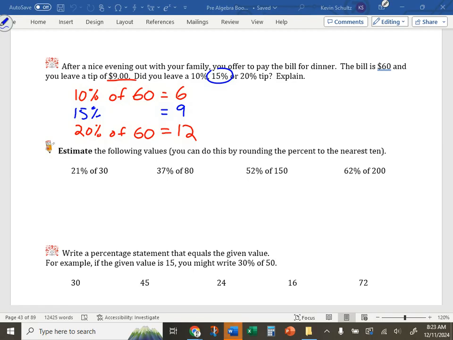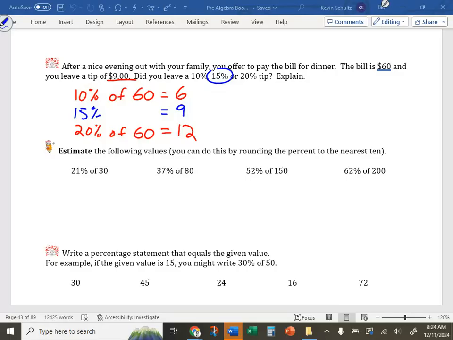That scale of percentages that we talked about all the way back in COVID, that still holds here, you know? 10% is 6, we double that, we get 12, 15% is in the middle of 10 and 20%, 9 is in the middle of 6 and 12. It makes sense, okay? So 15% is the answer.